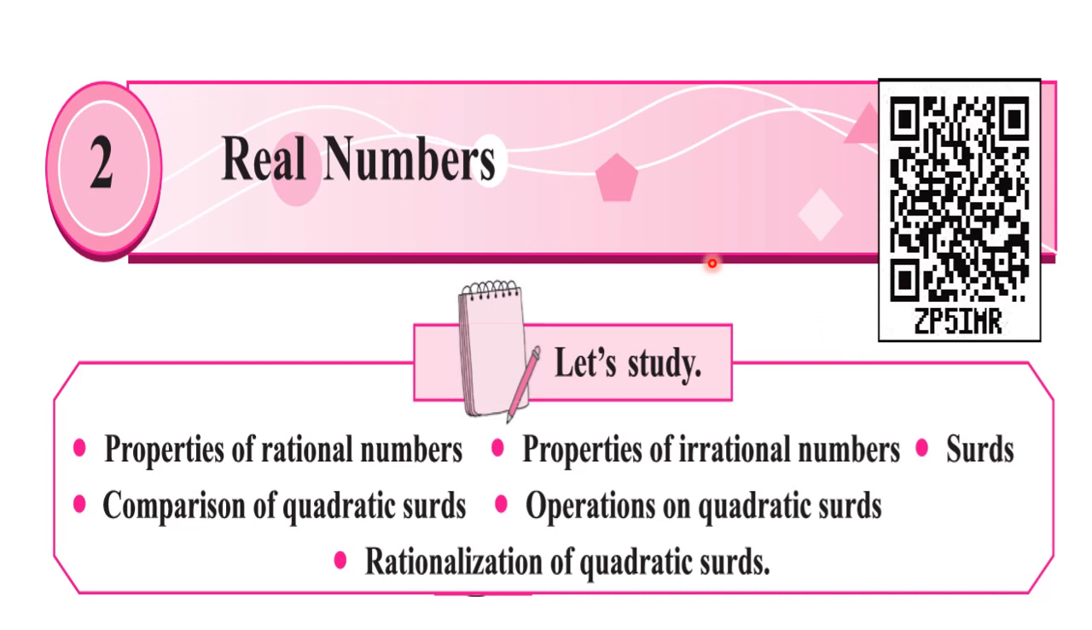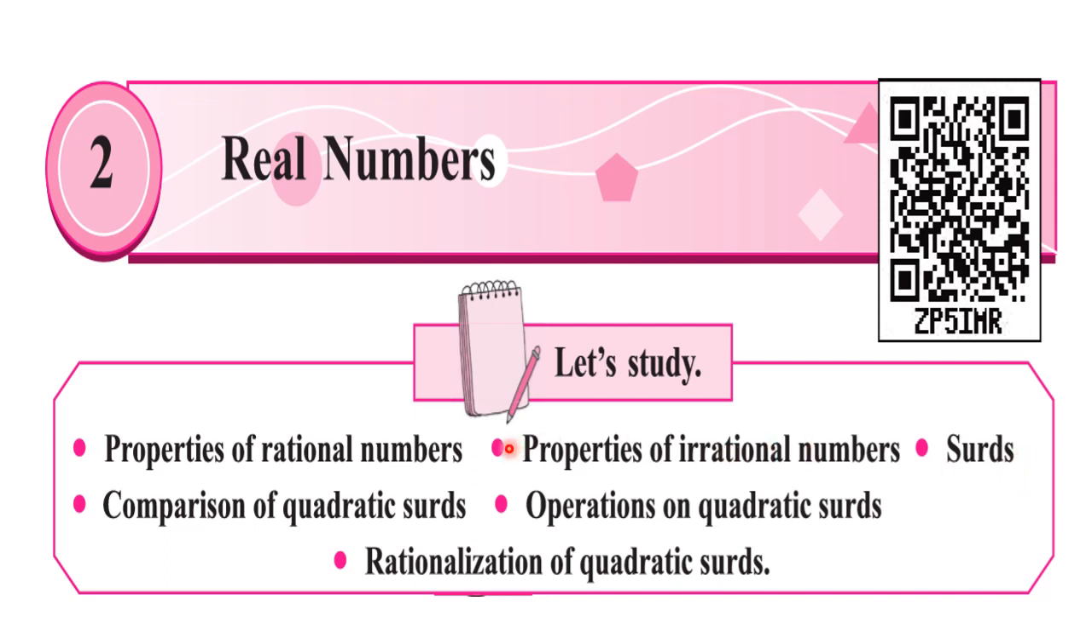We are studying chapter number 2, real numbers, and in that we have completed these topics: properties of rational numbers, then properties of irrational numbers. Based on this, we have studied practice set 2.1 and practice set 2.2. Now we are moving to the important concept of surds. This is a totally new word for you, so you need to understand it.